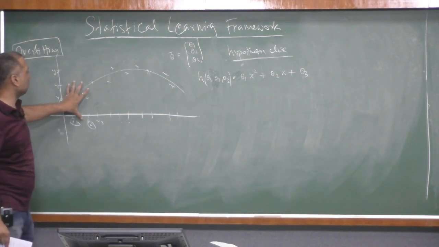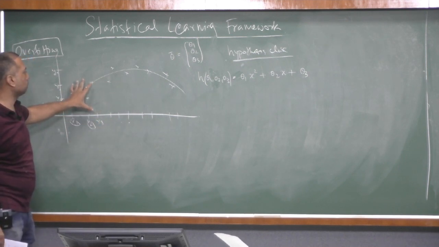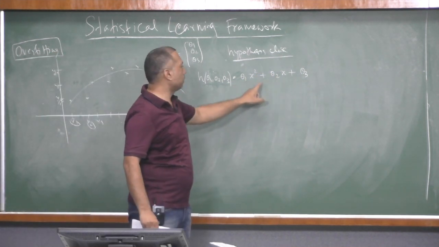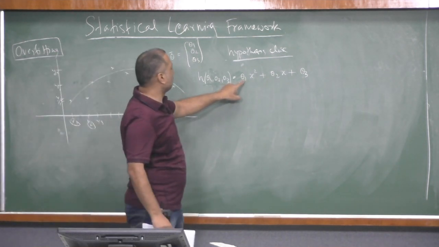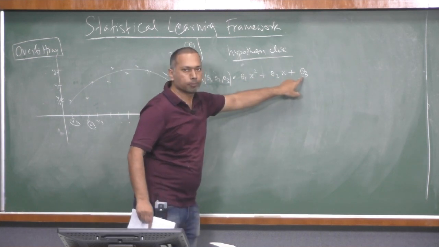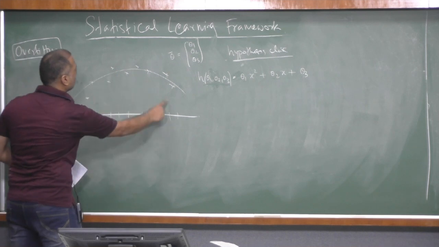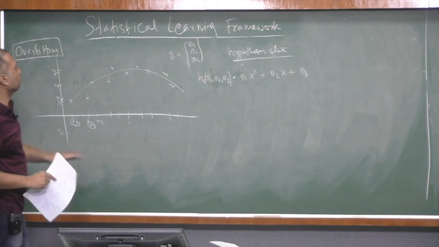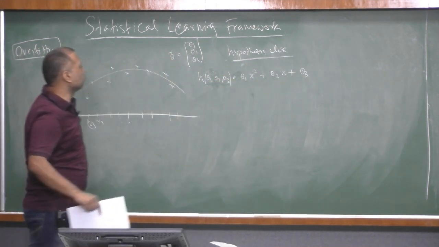This is my experimental data x, y. x are these, y are these, and I'm trying to build a hypothesis class. So I come up with a template. This template is a quadratic function, parameterized by theta 1, theta 2, theta 3. Based on theta 1, theta 2, theta 3, I can make this curve bend more, or maybe flatten a little bit. If you want to completely flatten it, then theta 1 might be 0, and then it becomes linear.